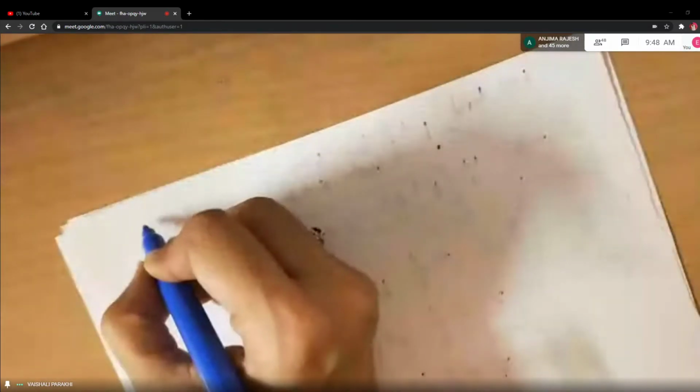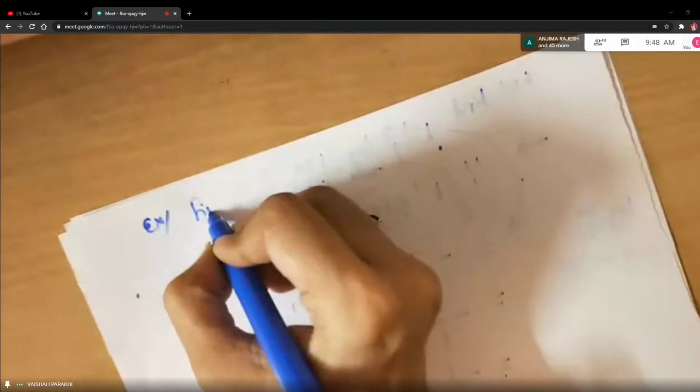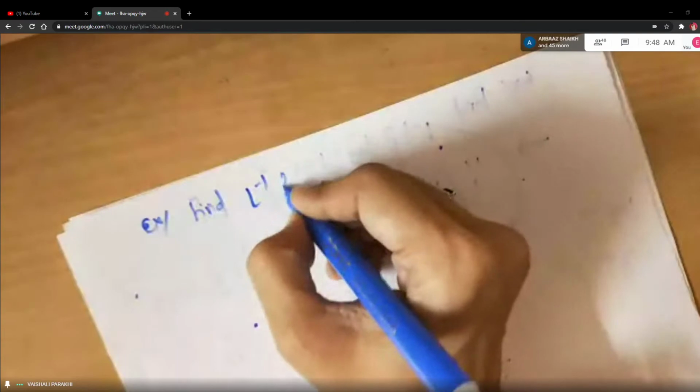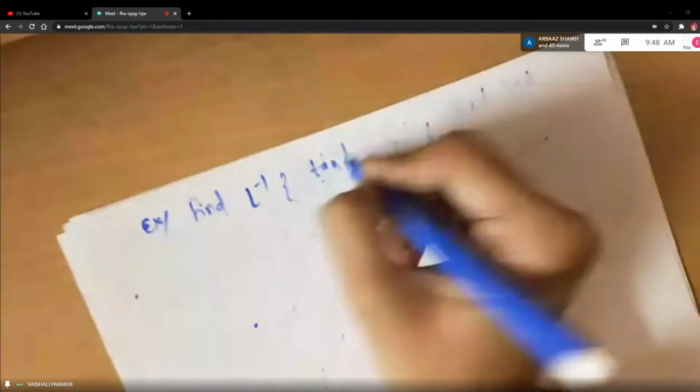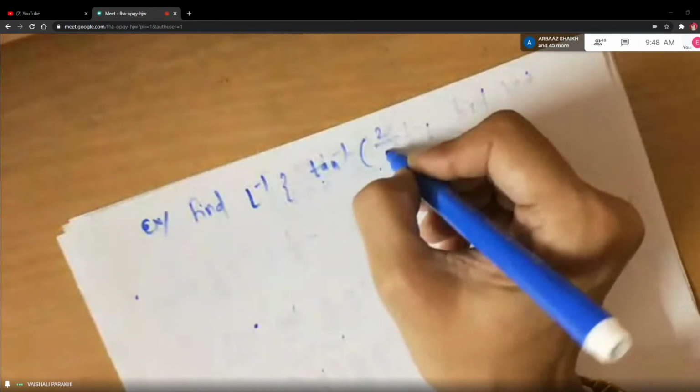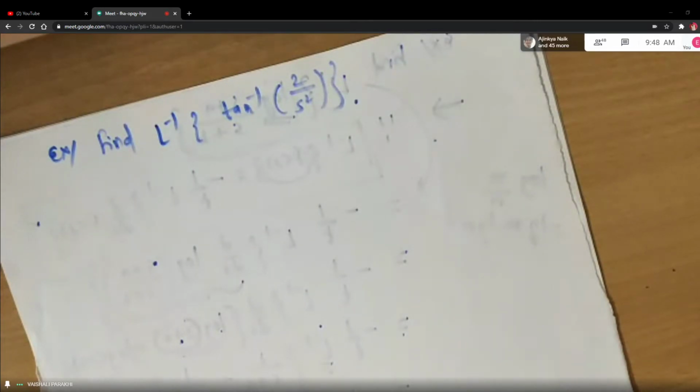Now let us solve one example with tan inverse. Find L inverse of tan inverse 2 by s square. So you have to follow the same formula, students. Only your f of s will be in terms of tan inverse, not in terms of log. Okay, try.